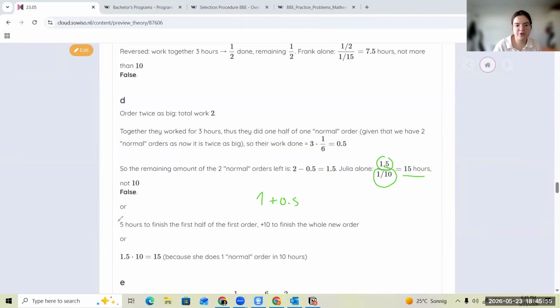You can do, okay, 5 hours to finish the first half because you know Julia's productivity. You know that she takes 10 hours to finish one whole order alone, and she takes therefore 5 hours to finish 1/2 of an order alone. So you do 10 hours for one new order, the whole one, plus 5 hours for the half that was remaining when we did the other half with Frank.